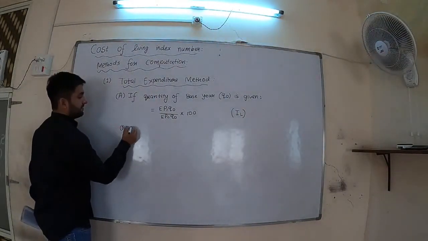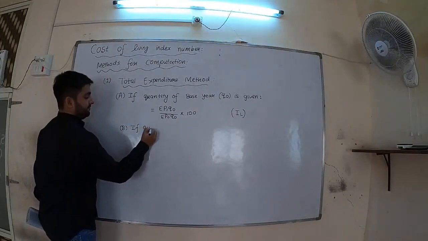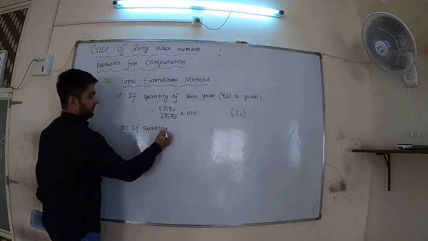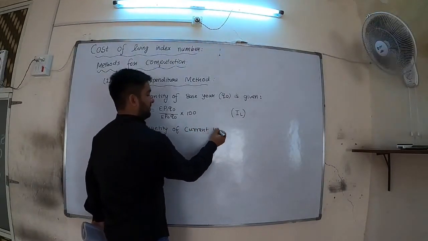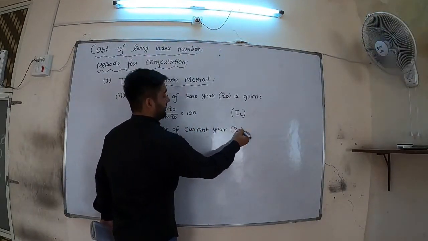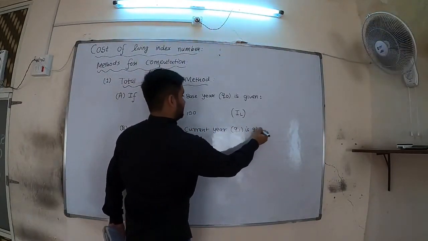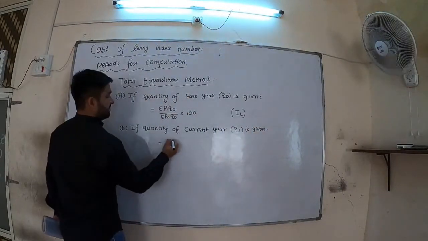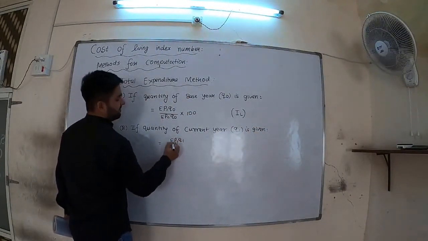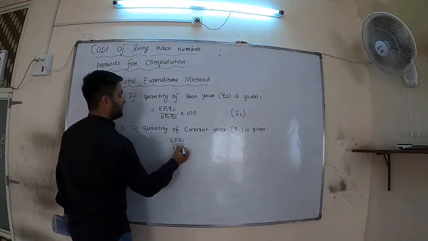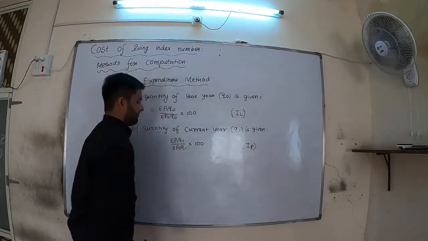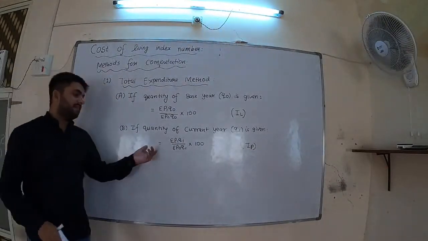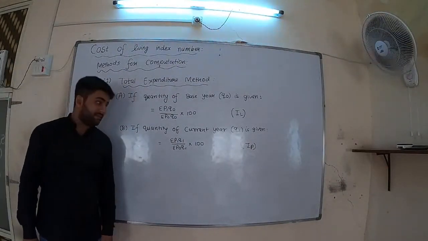B: if the quantity of current year, Q1, is given, then Paasche's formula is sigma P1 Q1 divided by sigma P0 Q1 multiply 100. Again, this is Paasche's formula, but you cannot write Paasche here because the name is not given as Paasche.